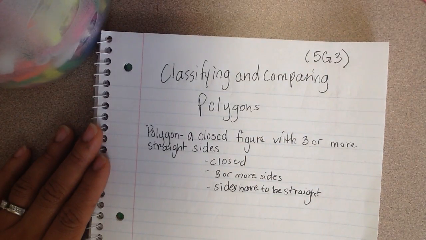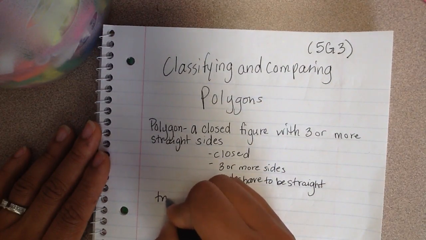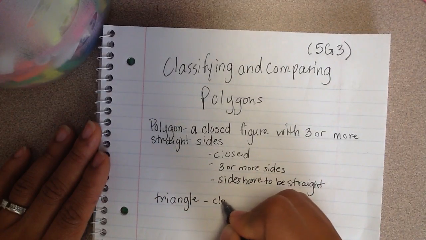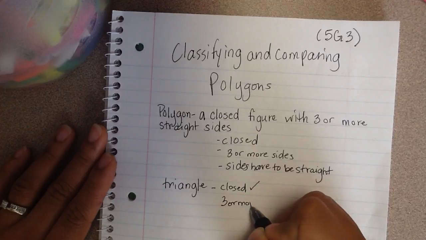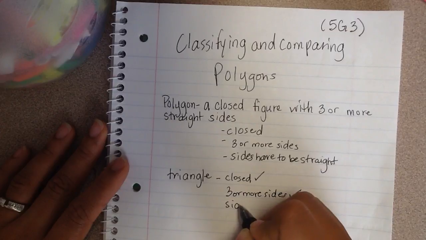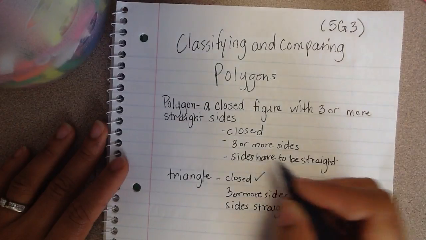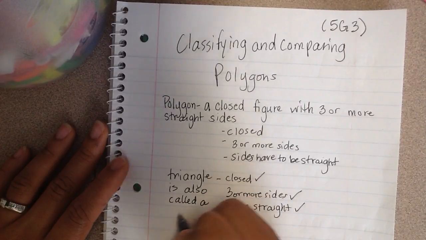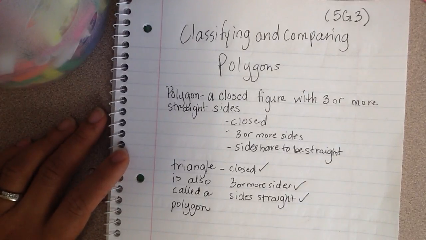Okay? So that would mean a triangle is also a polygon. So what fits under the polygon category? Well, a triangle does. If we think about a triangle, does it meet these 3 stipulations? Is it closed? Yes, it doesn't have any openings. Does it have 3 or more sides? Yes, it has 3 sides. And are the sides straight? Yes, so that means a triangle is also called a polygon. It's a type of polygon. Okay? A triangle is a type of polygon.